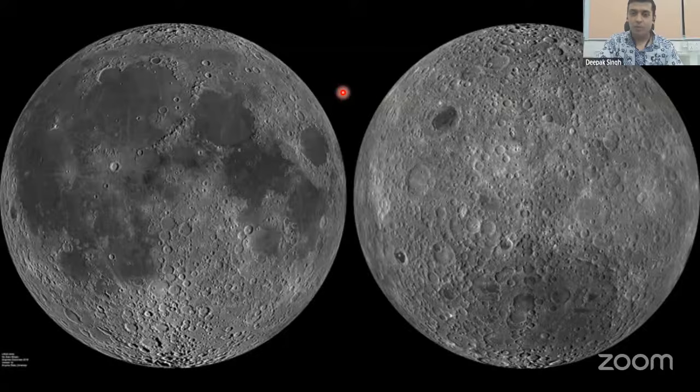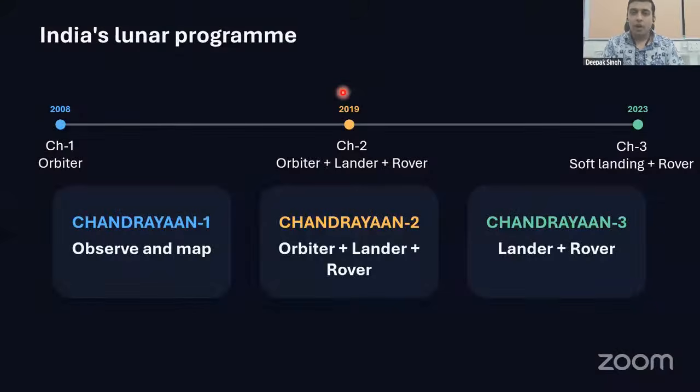All right, so moving ahead. If you talk about our lunar program, first Chandrayaan 1 was sent in 2008. It was only an orbiter. Orbiter means which orbited around the moon. So there was no lander or rover. A lander is like which goes and sits at a place, and a rover is which goes around. As you can see, there was a huge gap between 2008 and 2019, almost 11 years.